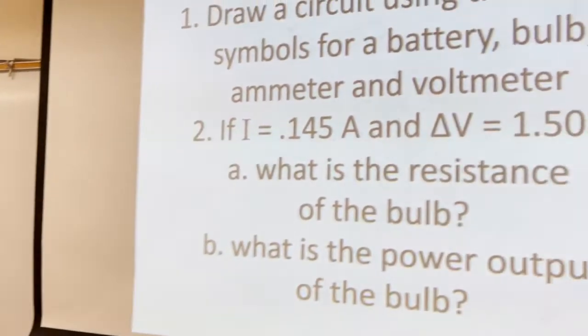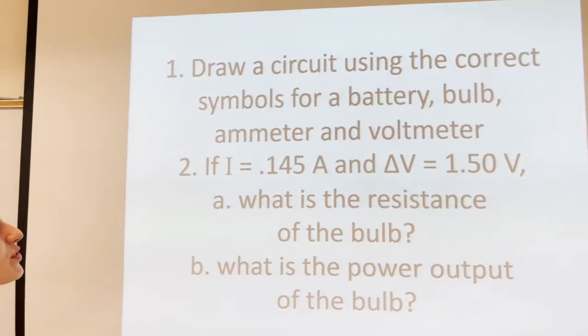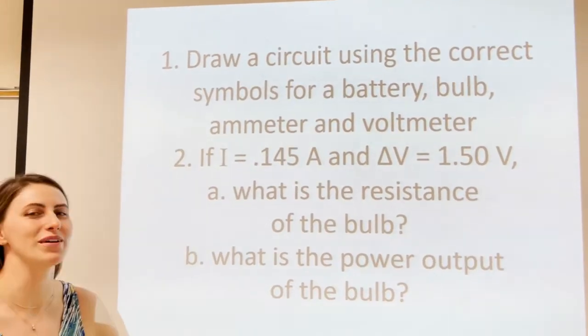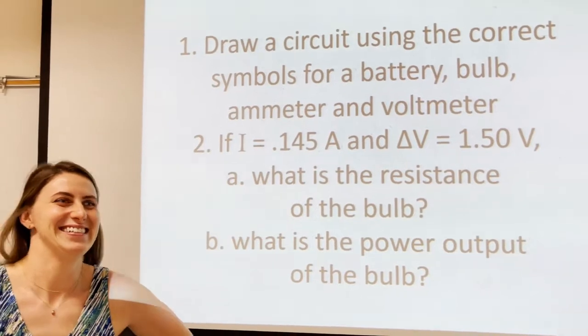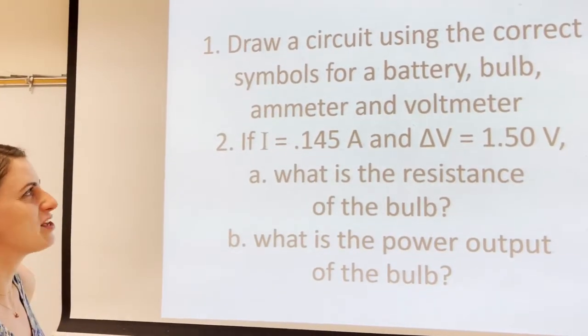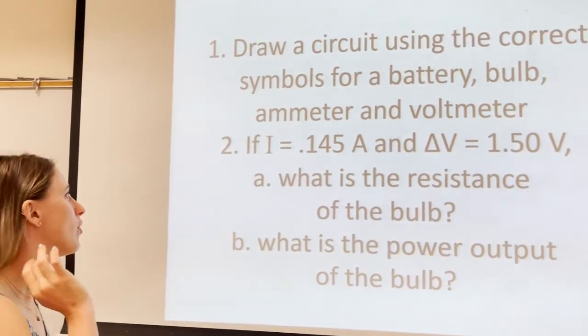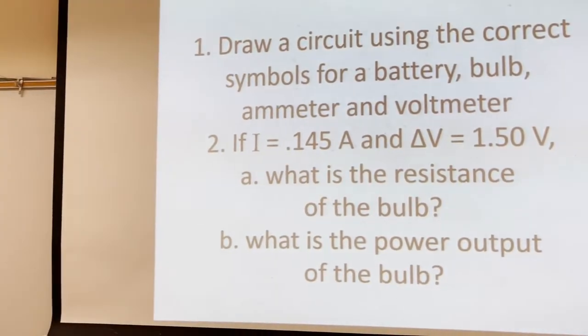Let's start off with this today. Draw a circuit using the correct symbols for a battery, bulb, ammeter, and voltmeter. Do this in your notes. You should be really good at this by now. You probably already have it drawn, okay? So go ahead and draw that. I'll go ahead and draw it over here too.